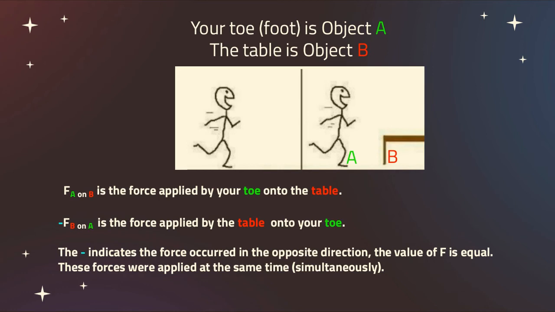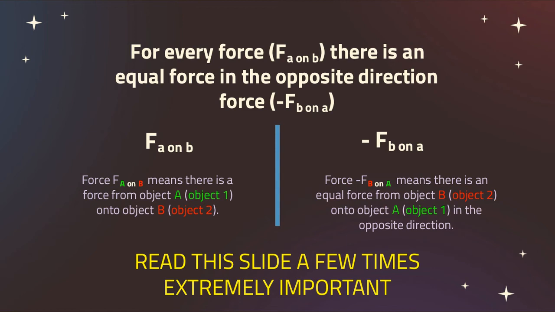We might refer to these as F1 on 2 and F2 on 1, or we might give them names, or we may have letters, but they essentially mean the same thing: the force of the first object onto the second, and the force of the second onto the first. This basically says the same exact thing, just without the picture. F_A on B means the force from object 1 onto object 2, and F_B on A means the force from object 2 on object 1 in the opposite direction. That's where the negative comes in. If you look at the font sizes, the F is exactly the same, so the forces have the same numerical value.